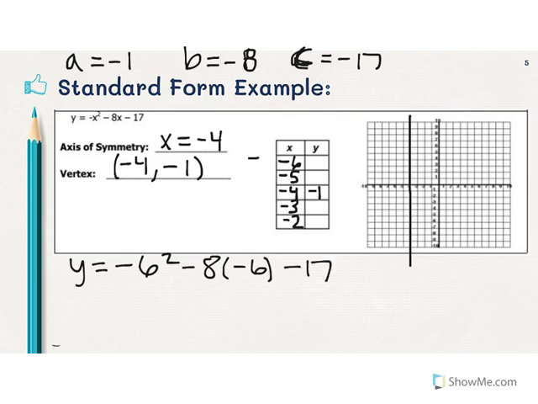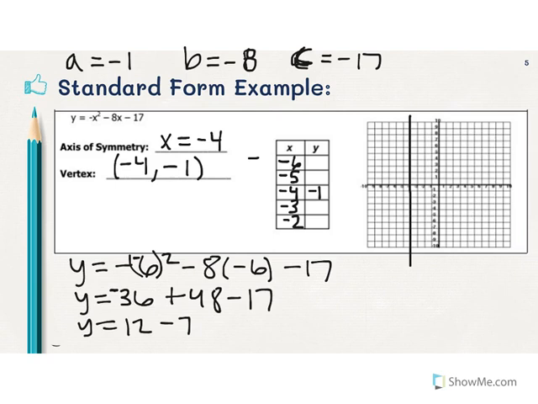Okay, so we start off with negative 6 squared. We get y equals positive 36. And again, you put that in parentheses because 6 times 6 is 36. Then this is a negative, so negative 6 times 6 is negative 36. And then negative 8 times negative 6 gives a positive 48, and then minus 17. So we're going to do the 48 minus 36 first, so we get 12. Minus 17, we end up getting y equals negative 5.